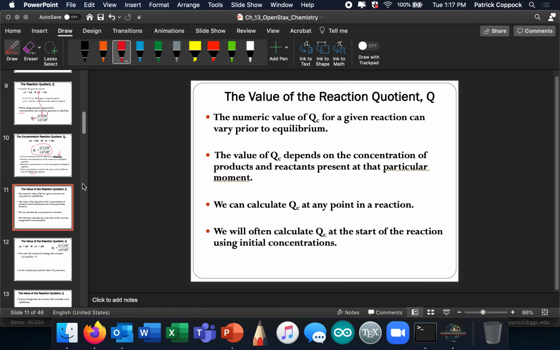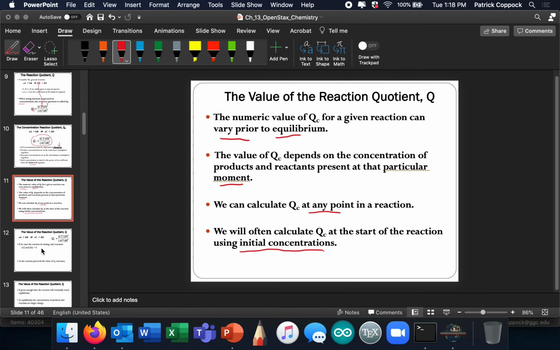The numeric value of Q for a given reaction changes until we get to equilibrium. Once we get to equilibrium, then the value doesn't change. The value of Qc doesn't change anymore. The value of Qc depends on the concentration of products and reactants present at any particular moment, okay? Now we can calculate Qc at any point in the reaction so long as we know what the concentrations are. We oftentimes calculate Qc at the start of the reaction, and we use the initial concentrations.